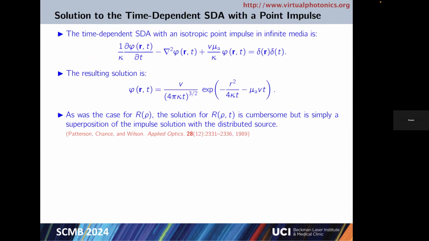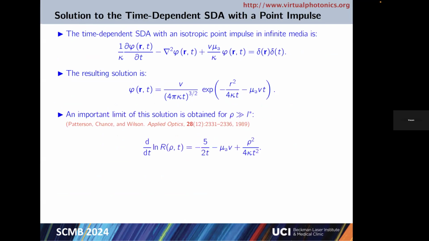So this is the Green's function now in the time domain. Okay. So you've got variation with space and time. And it is again just a convolution of this Green's function with a temporally and spatially distributed source.